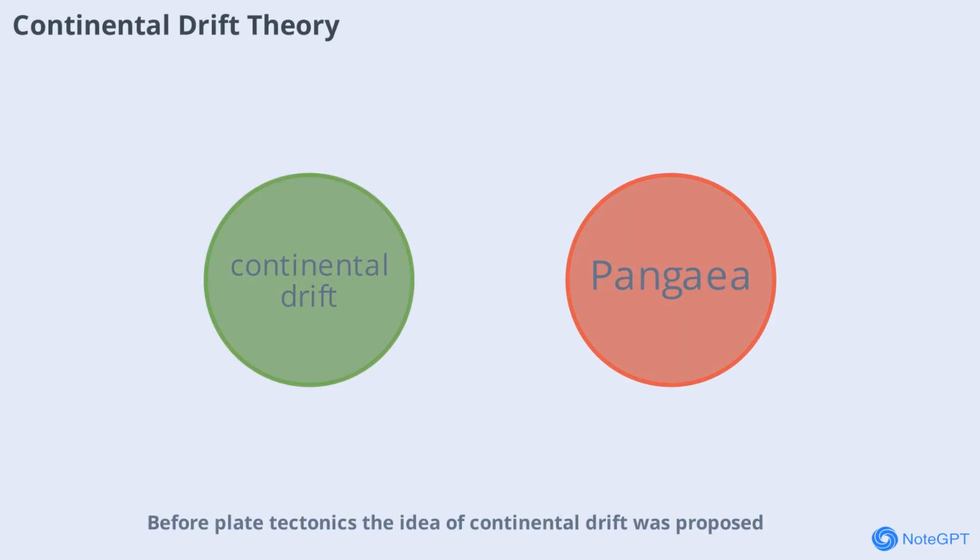For plate tectonics, the idea of continental drift was proposed by Alfred Wegener in the early 20th century. He suggested that continents were once joined together in a supercontinent called Pangaea and have since drifted apart. While Wegener's theory lacked a mechanism, it laid the groundwork for the development of plate tectonics, which provided the missing explanation for how continents move.